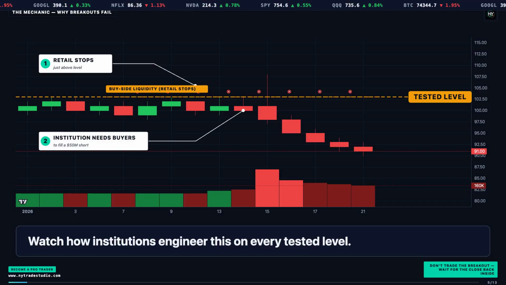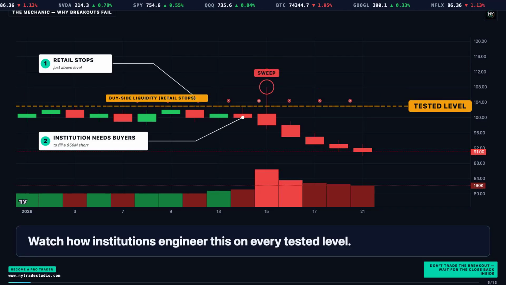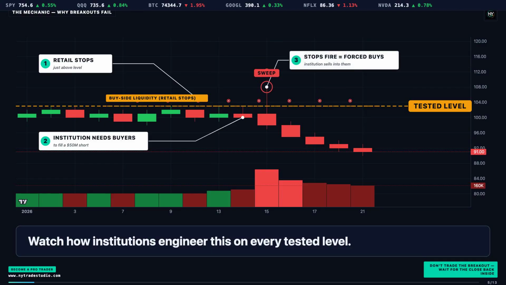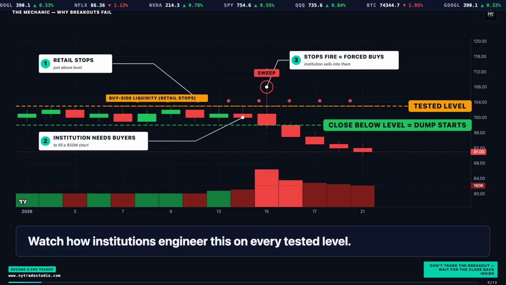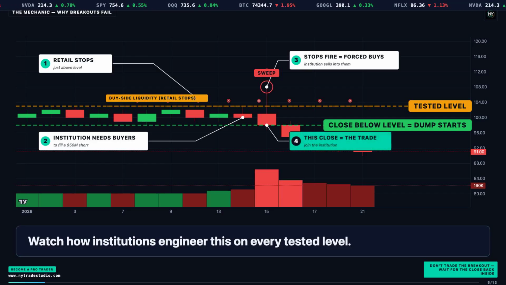Step 3. So they engineer the sweep. They push price above the level. Every retail stop fires. A triggered stop is a forced buy. The institution sells into every one. 50 million filled at the top. Step 4. Once they're filled, they let go. Price collapses. The candle closes back below the level. That close is the exact moment they finish. And that close is your trade.